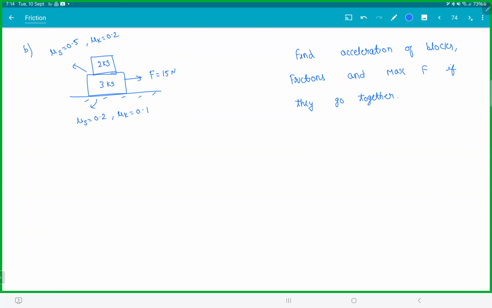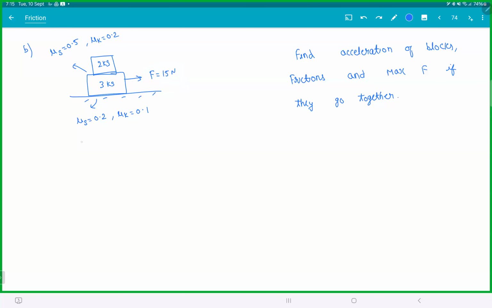Now there's a friction on the ground. First you need to check something. What do you need to check? What is the maximum friction on the ground? 0.2 into 50, 10 newtons, right? And how much are you applying? 15. That means your force is greater than the ground friction, so the block will move.